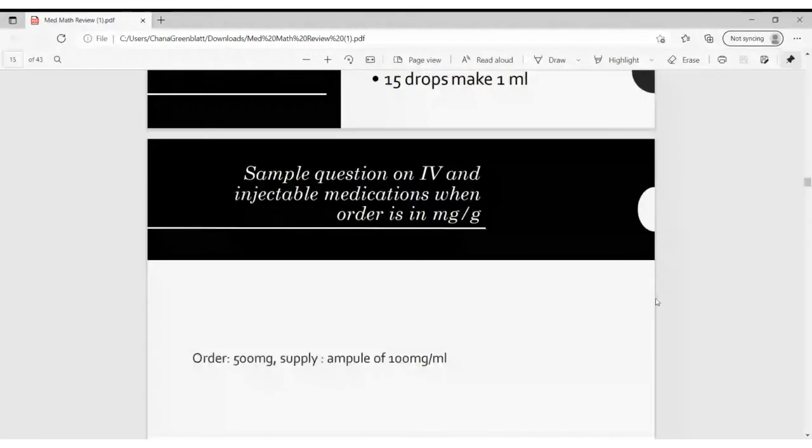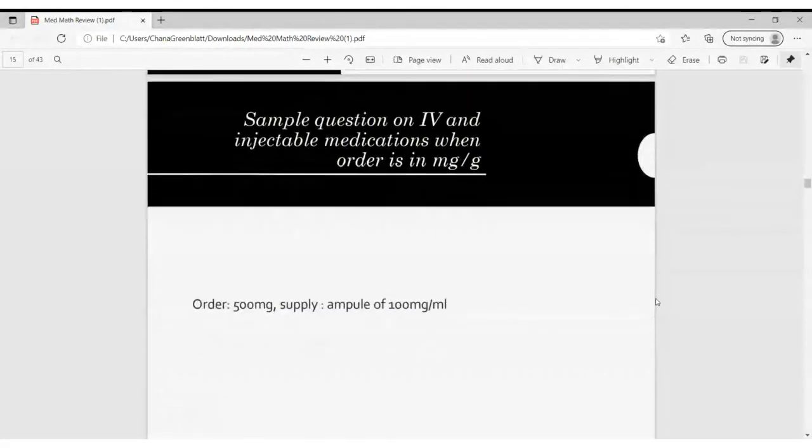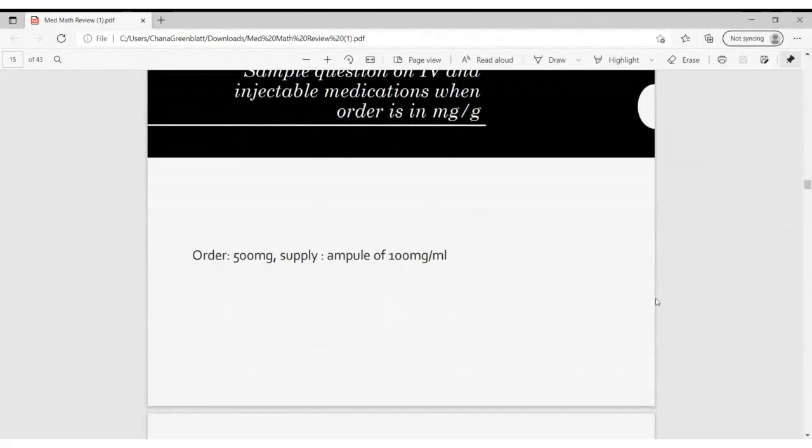We would follow the same process by again doing what my order is times what I need. So if my order is 500 milligrams, I'm going to write out 500 milligrams times, again, everything needs to line up, 1 milliliter over 100 milligrams. If I were to multiply that out, it would be 5. If you think about it, 100 milligrams equals 1 ml, so 500 milligrams is 5 ml.